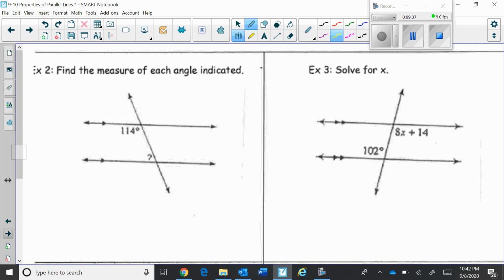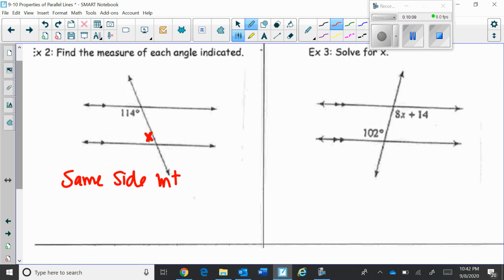So example 2, it says to find the measure of the indicated angle. So this is the angle down here, that question mark. So we can even say that that's x. The first thing I want you to do when we are solving these is to identify what type of angle these are. So example number 2, what type of angle is this? These are same side interior. And then I want you to identify what is that relationship. Same side interior, what is the relationship of same side interior angles? They add to 180 degrees.